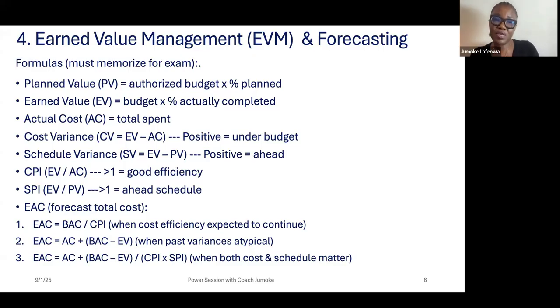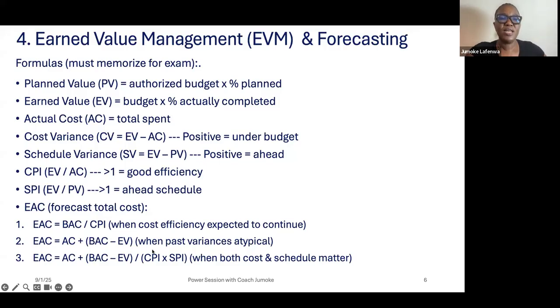If you divide EV by PV and it's greater than 1, it means your planned value is lower than your earned value. Because earned value, you earn it, you have accomplished it. So if what you plan is lower than what you earn, you are ahead of schedule. If it is the same, it will be equal to 1, which is fine. But if it is lower, then it means what you plan is bigger than what you have actually accomplished. All right. So this will tell you where you are.